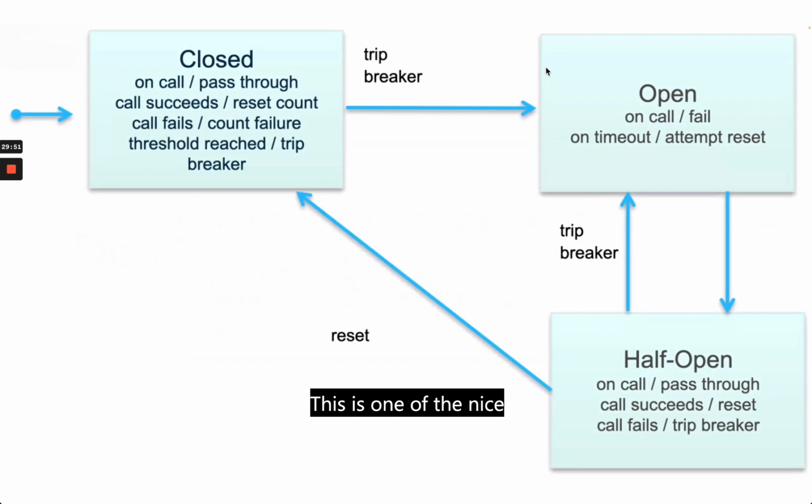Now, eventually, and this is one of the nice things about software, it can monitor itself and see that everything's kind of back to normal. We're going to go ahead and close the circuit again. That doesn't happen in your house. In your house, you have to go down, find your breaker panel, and flip it over yourself. It's good times.